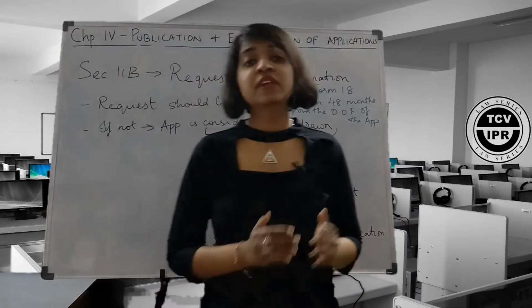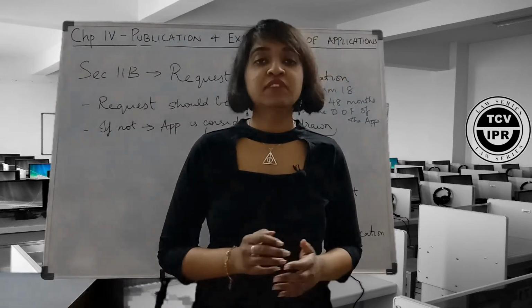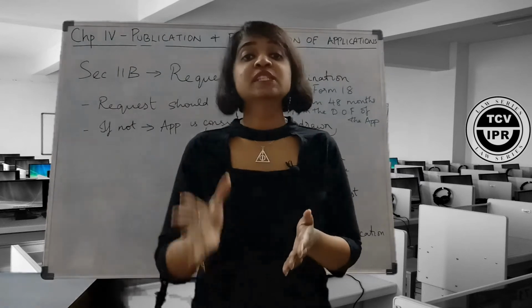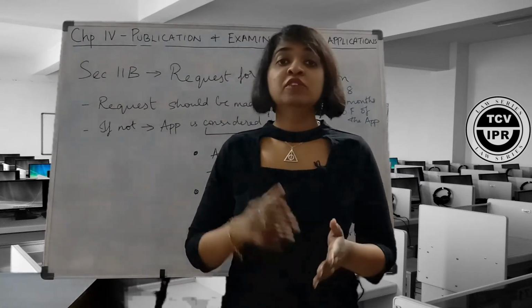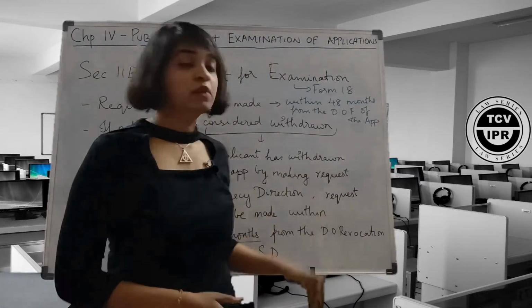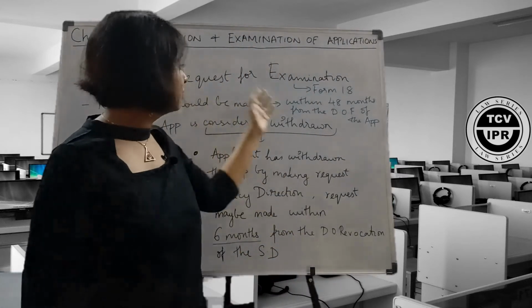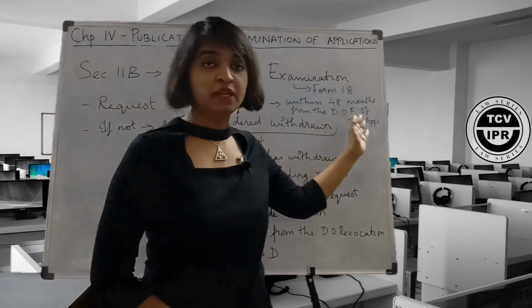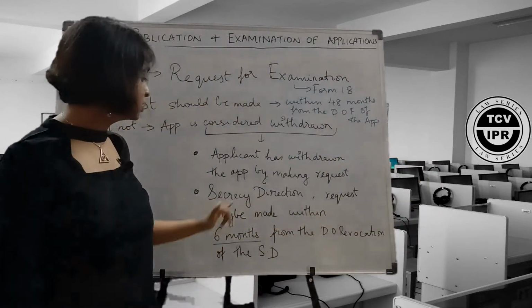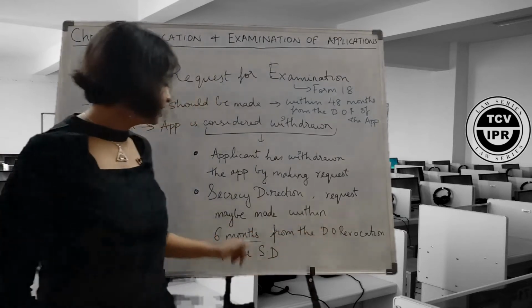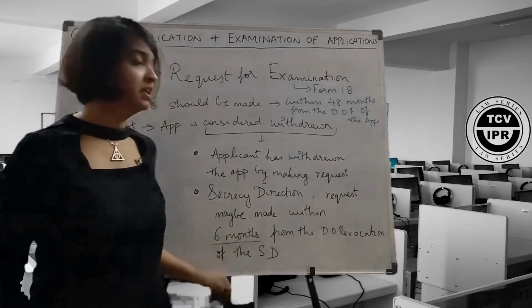Right? See, suppose a secrecy direction is imposed, let's say, for a period of 24 months. Now, after 24 months, a 6-month time period will be given to request this examination. For other things, for the request, they have a 48-month time period, right? Whereas when it comes to a secrecy direction, after its revocation, a 6-month time period will be given.